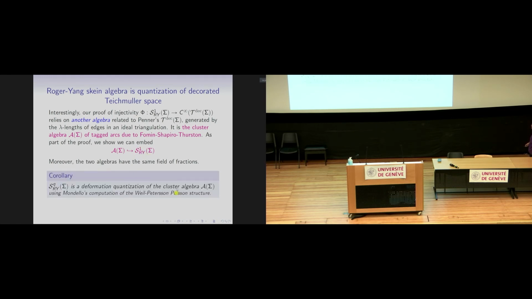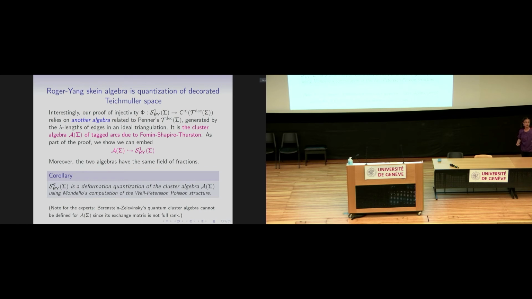These cluster algebras are important in combinatorics and in Lie theory from Fomin and Zelevinsky for other reasons. And as part of our proof, we embed this cluster algebra into the Skein algebra, the Roger-Yang Skein algebra when A equals 1. And actually, we show that the two algebras have the same field of fractions. And so as a corollary, a side extra corollary, we have that the Roger-Yang Skein algebra is also a deformation of the cluster algebra, which for the cluster algebra world is kind of interesting because if you take just the cluster algebra by itself, you can make a quantum version of it due to Berenstein and Zelevinsky.